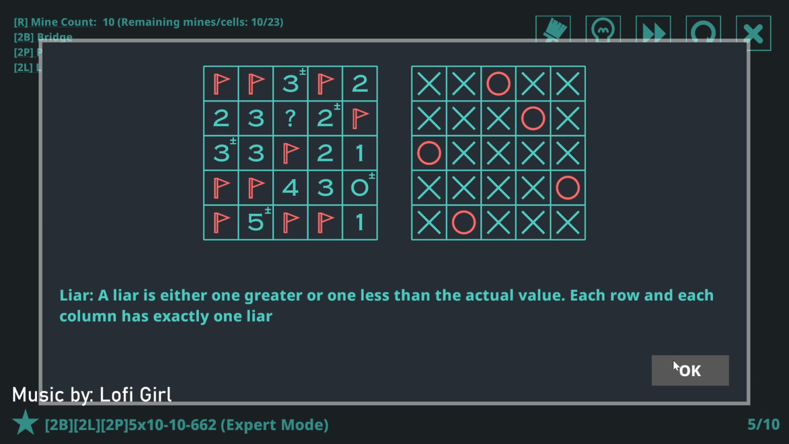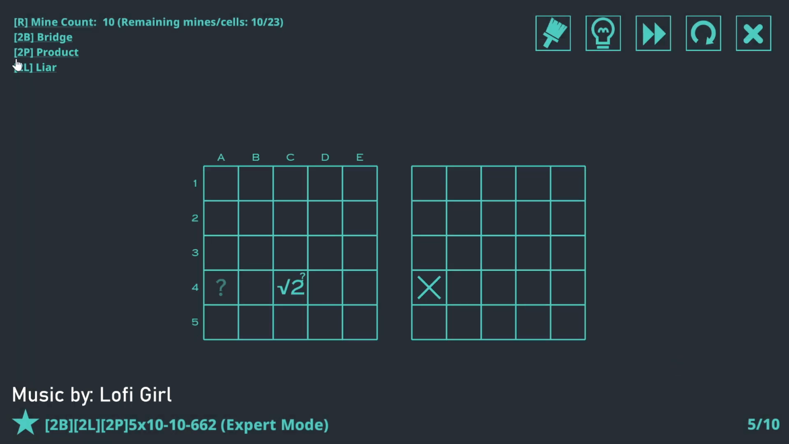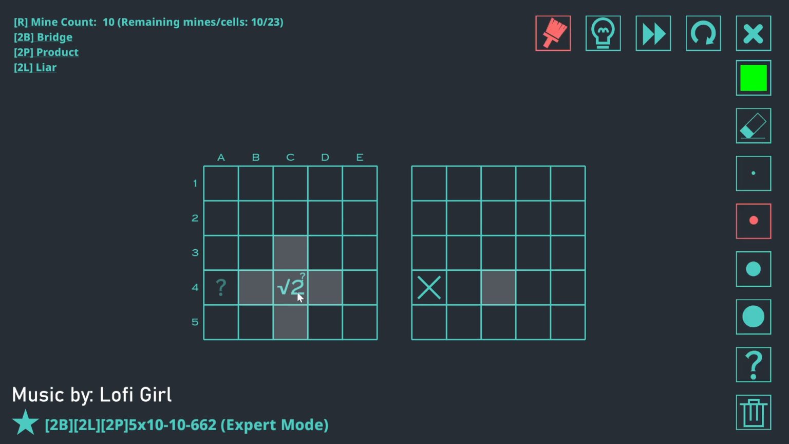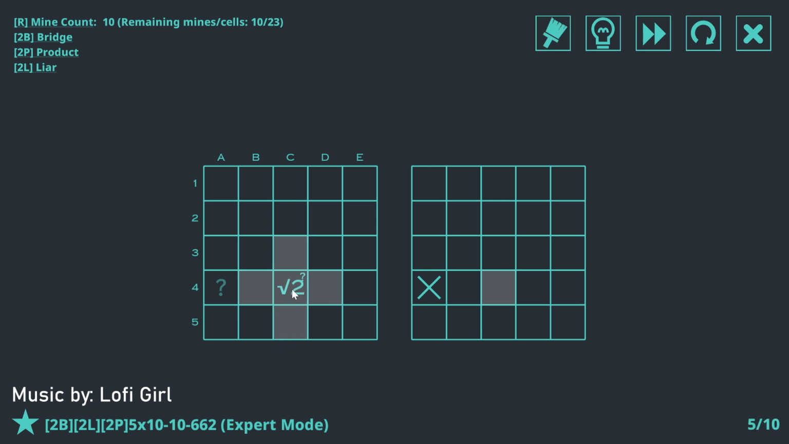And finally, liar, we know what liar is. Product and liar does lead to some very interesting looking clues though, but we'll see those later. Okay, root 2 must be telling the truth. The reason why is because if it weren't telling the truth, you would get something that looks like 1 plus root 2 or root 2 minus 1, which are clearly not products here. You can't multiply two distances to give you some sum. So this 2 must in fact be telling the truth. Okay, bridge.